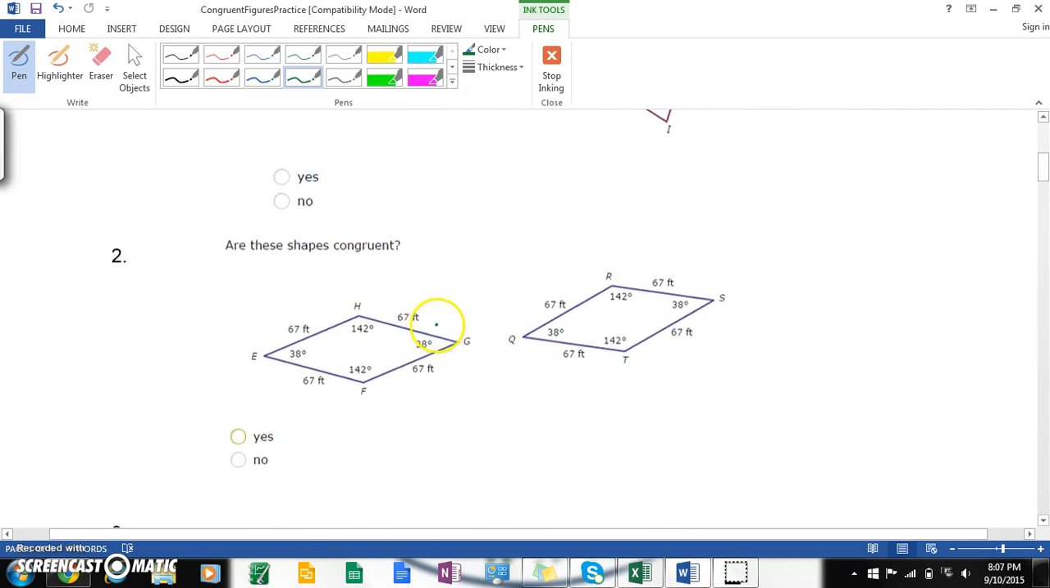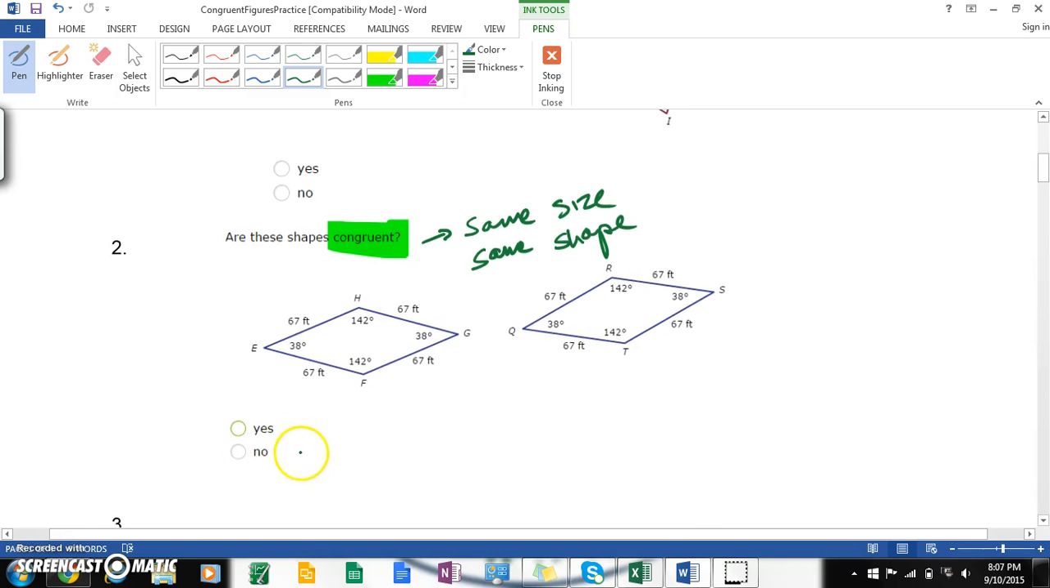Number 2 asks the same question. Are these shapes congruent? Congruent, same size, same shape. Alright, you looked at the sides, you looked at the angles. It's your job to figure out, are they the same size, same shape? If they are, yes. If they're not, no.